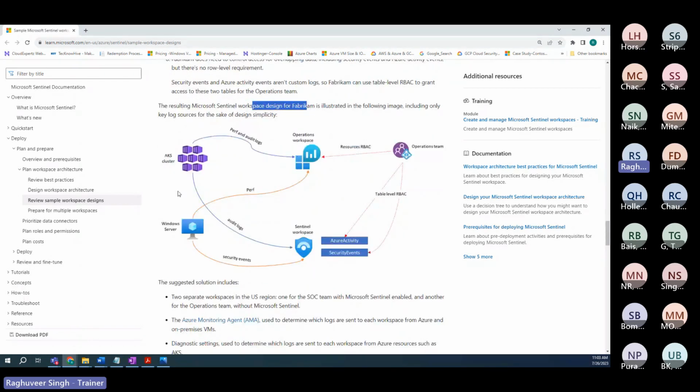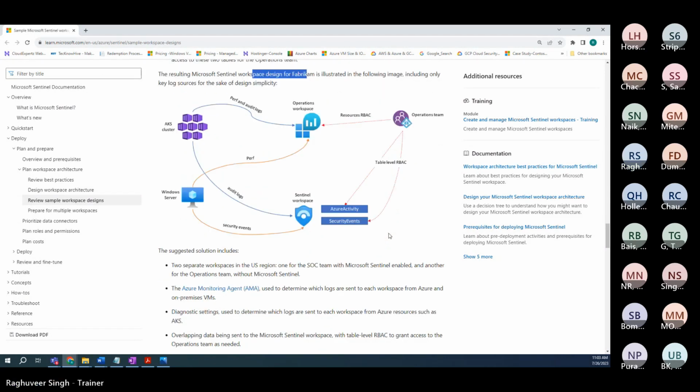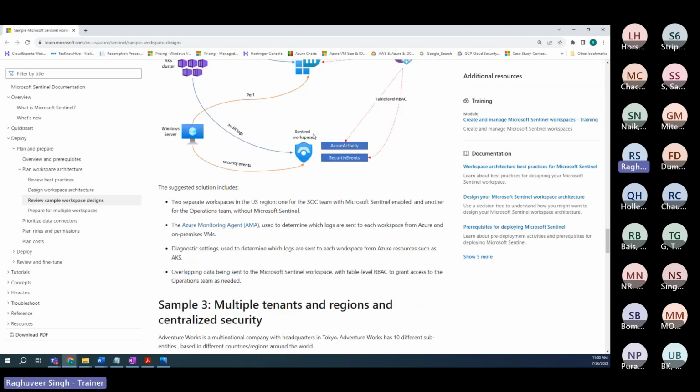In this design, they're also not showing the AWS part, so you can put the AWS part anywhere. They also have a data connector for AWS, which is ingesting all the data into the operational workspace, because they want to monitor AWS, specifically the AWS CloudTrail event data. And if there is any overlapping data, then you will consider it here, wherein the operations team will have table level RBAC. So this is the design. This was the simple one.